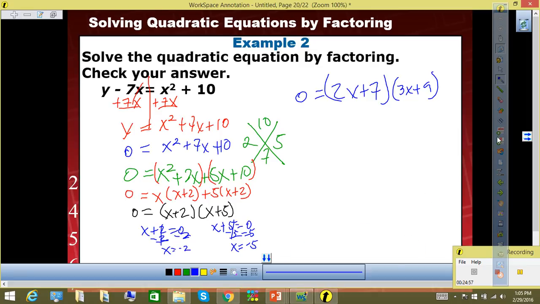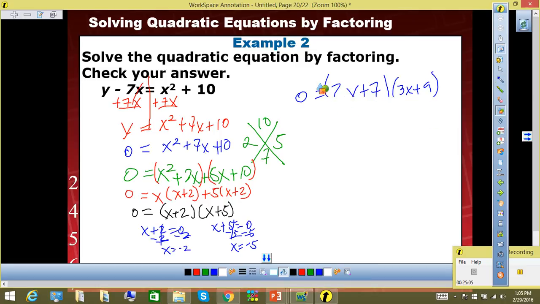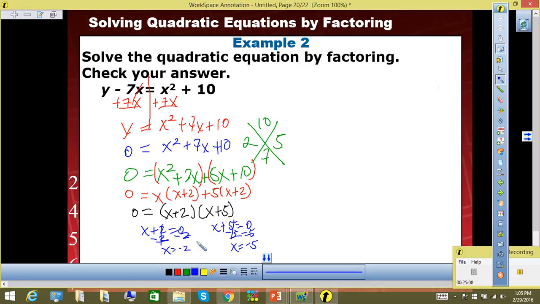That's why I need you guys to practice your steps. I want to see the work. So these are called my x-intercepts, my solutions, my zeros, or my roots.